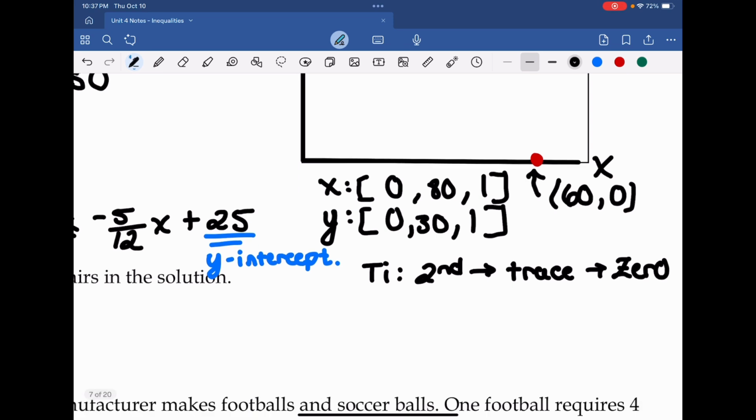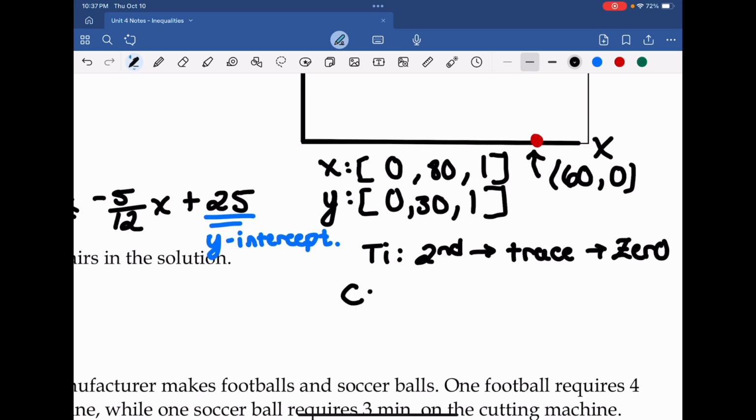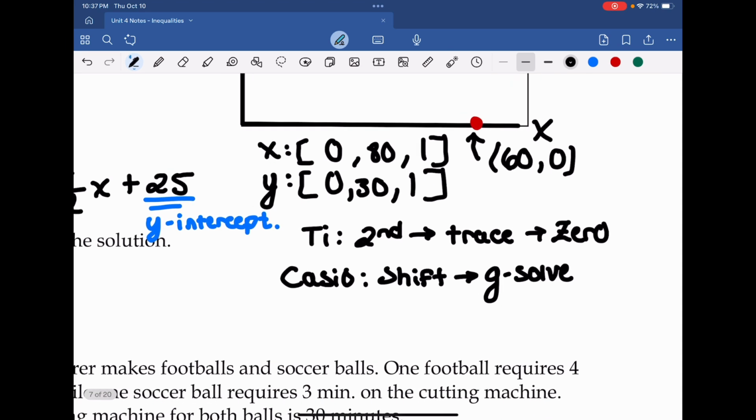Now, if you have the Casio calculator, let's just include the instructions. With the Casio calculator, you're going to want to go Shift, Gsolve, and then root. Let's see if I have some space. Oh, I do. Okay, let's use that space. There we go. And this would give you the same value. So again, with the different calculators, you could just solve for the x-intercept.